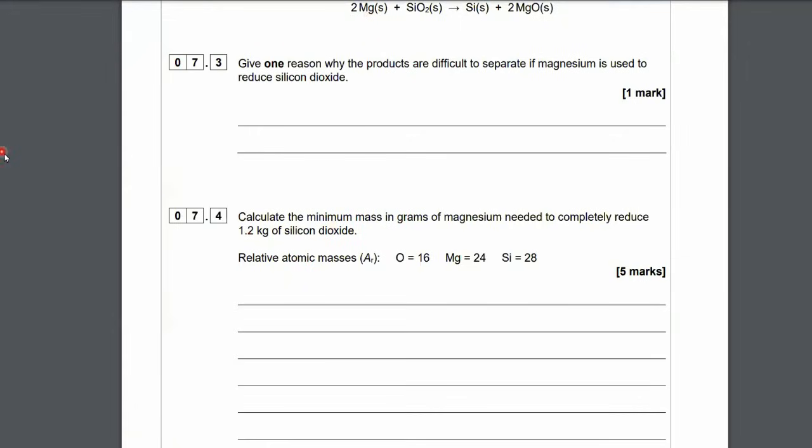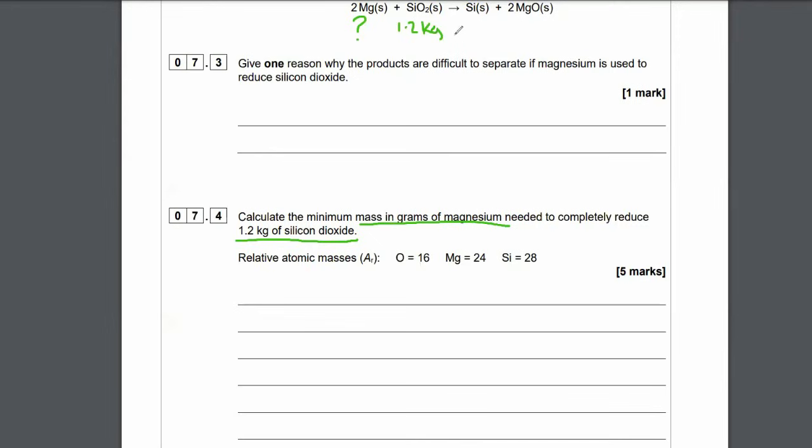What do they want us to work out? They want us to work out the mass in grams of magnesium needed. What they have given us is 1.2 kilograms of silicon dioxide. So we now need to identify silicon dioxide. This has no oxygen with it, so that's just silicon. This is silicon and oxygen, so this is the silicon dioxide. So we have 1.2 kg of that.